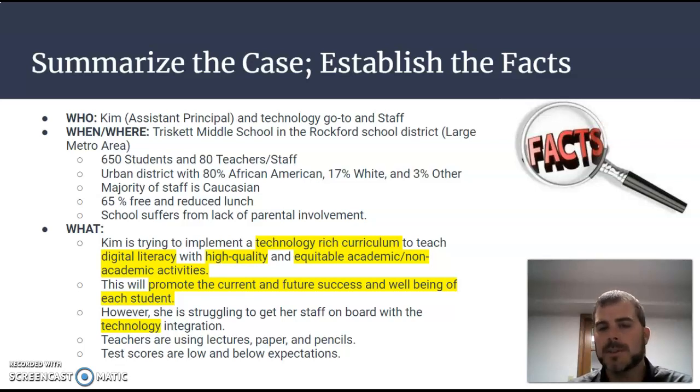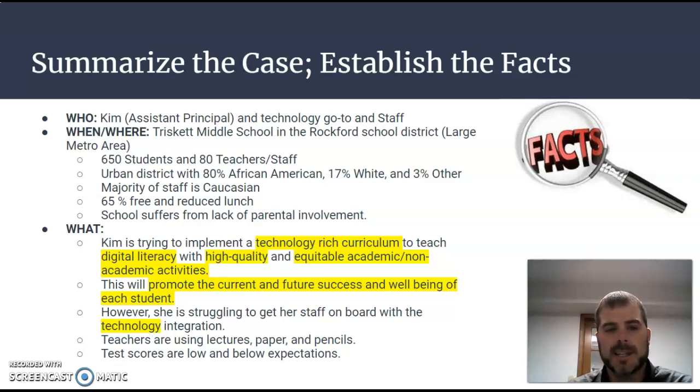We have over 650 students and over 80 teachers and staff. We are an urban district with 80% African American, 17% white, and 3% other. But the majority of our staff is Caucasian. Over 65% of our students are free and reduced lunch. And our school really suffers from a lack of parental involvement. It's really hard to get them to take part in anything we do.